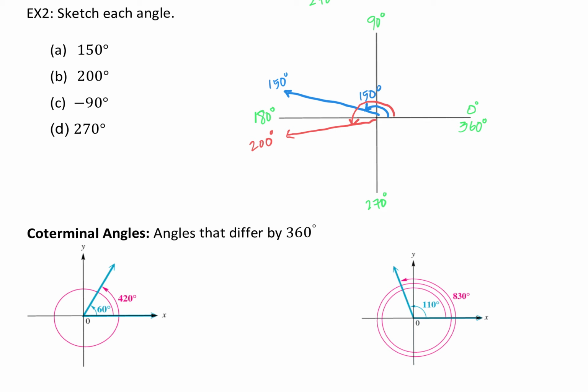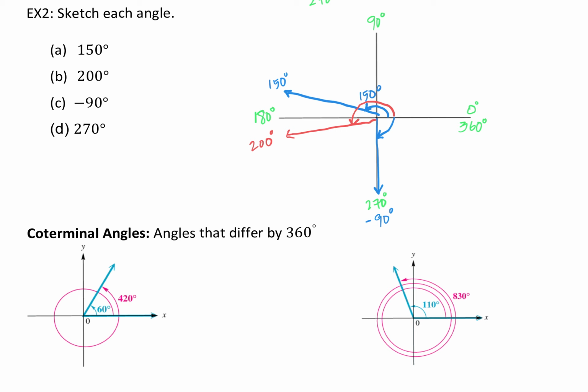C is negative 90 degrees. We're just going to be careful that we're going in the negative direction. And if we're going 90 degrees in the negative direction, we would end up here at this quadrantal angle. So this is 270 degrees, but it's also negative 90 degrees.